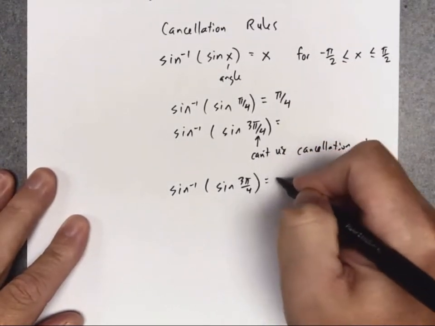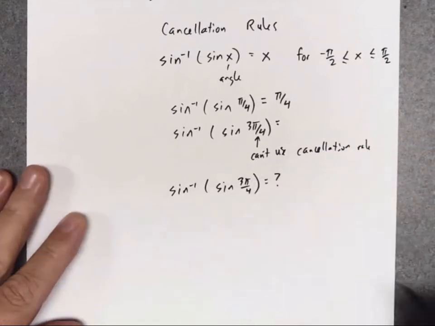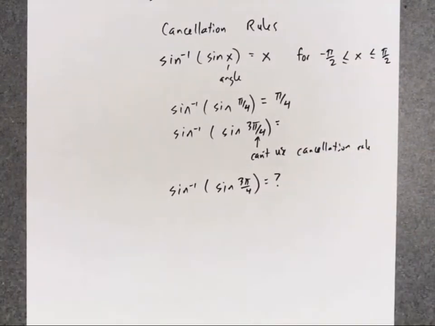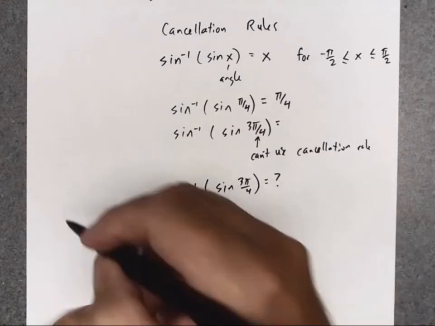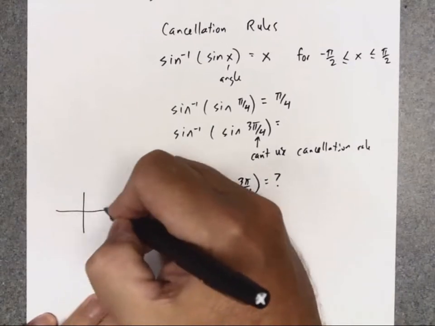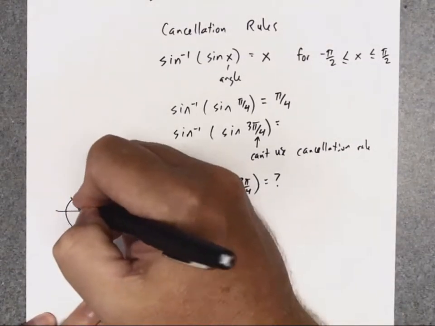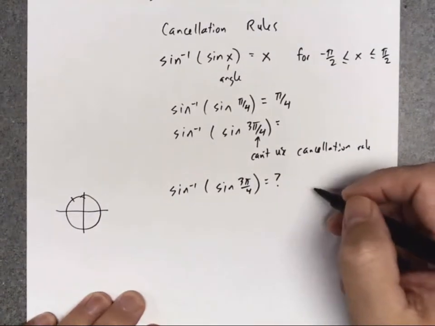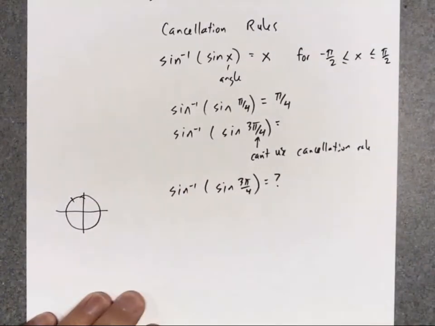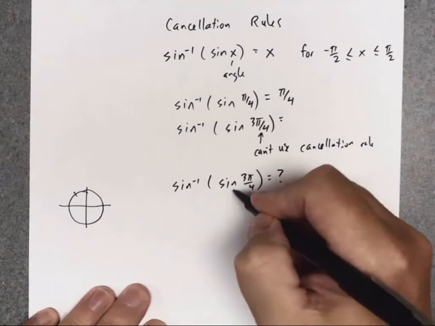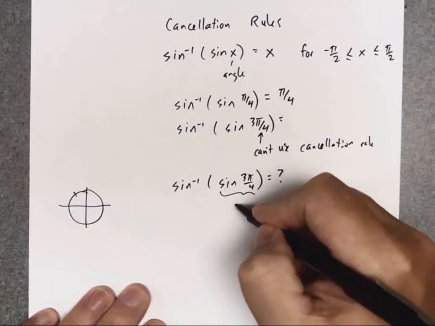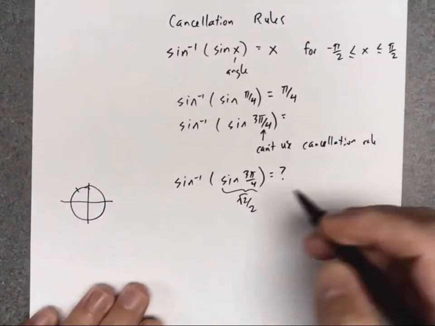from the inside out. In other words, I'm going to take the sine of 3 pi over 4, and I'm going to ask, what is the sine of 3 pi over 4? Well, once again, unit circle. If you go find 3 pi over 4, it's right here. What's the sine? The sine of that angle is square root of 2 over 2. So this thing is square root of 2 over 2.